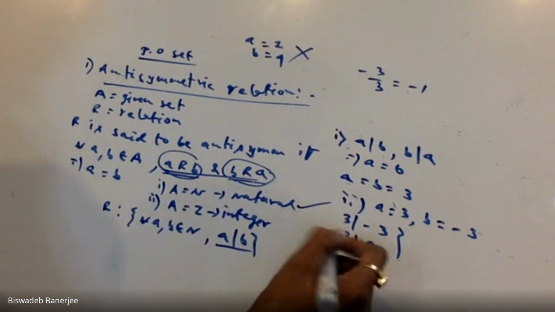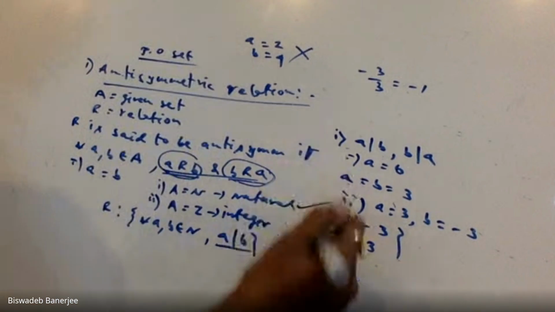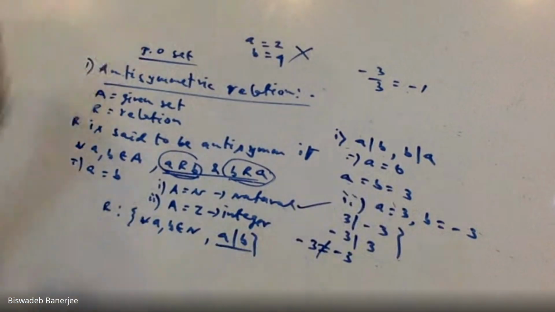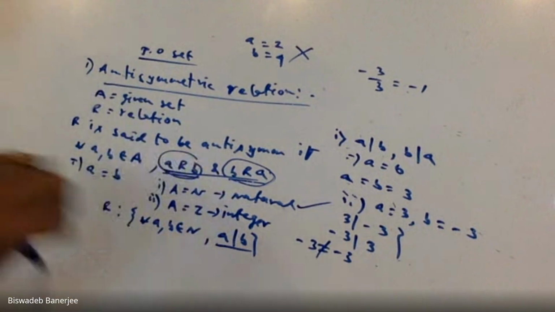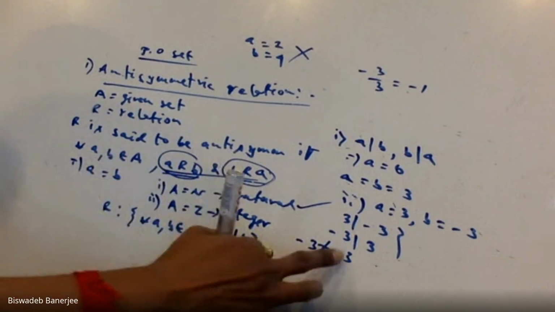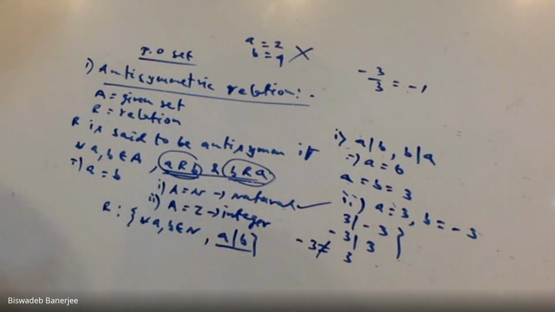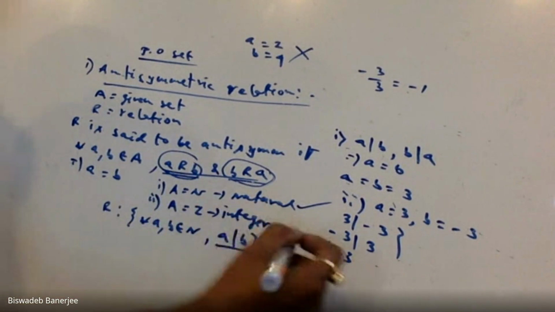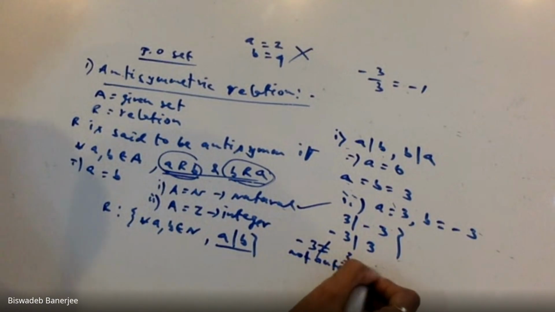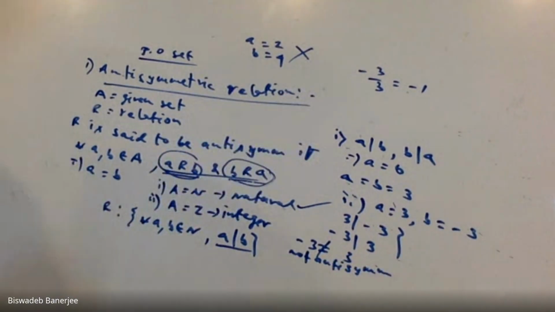But are A and B equal? The answer is no, because 3 cannot be equal to minus 3. That means these two criteria hold, but A is not equal to B, because minus 3 is not equal to 3. That means this relation is not antisymmetric. So it's a very important example of whether a relation is antisymmetric or not.